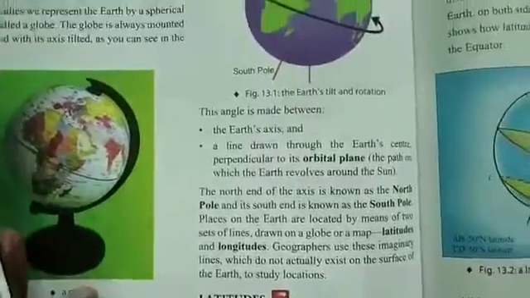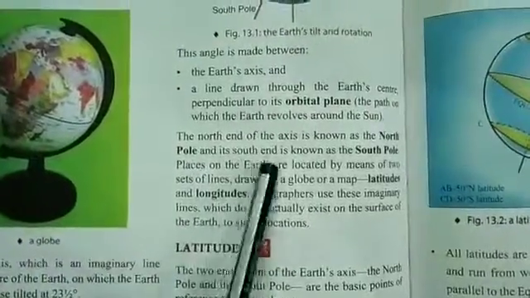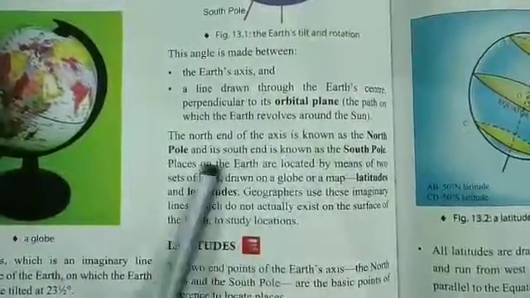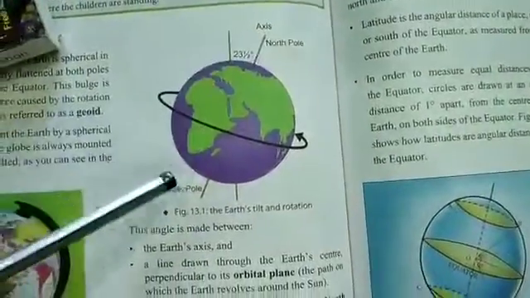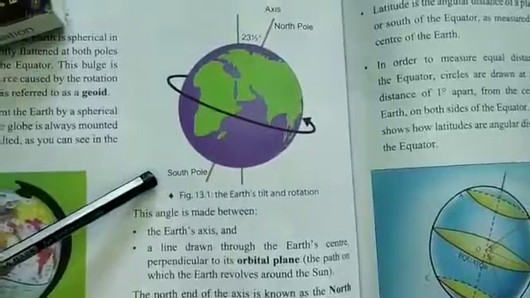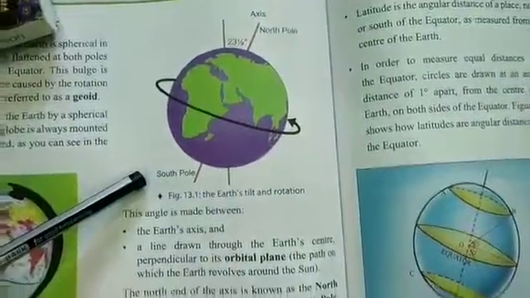Now, the north end of the axis is known as the North Pole and its south end is known as the South Pole. So the northern end of the axis is known as the North Pole, whereas the southern end of the axis is known as the South Pole.